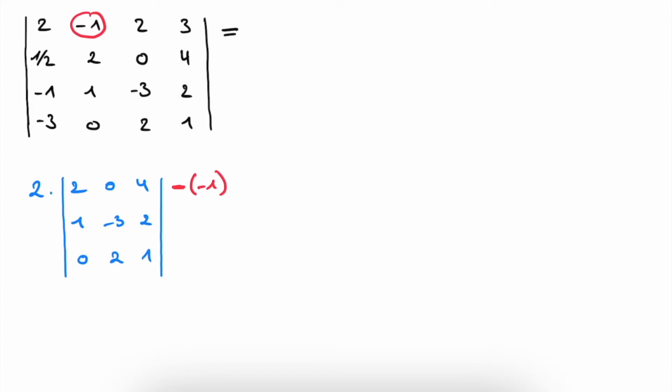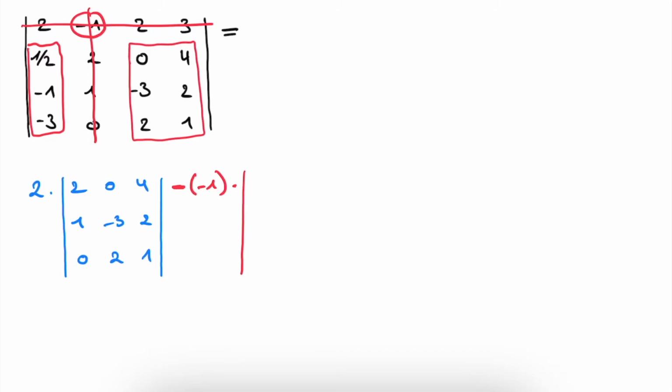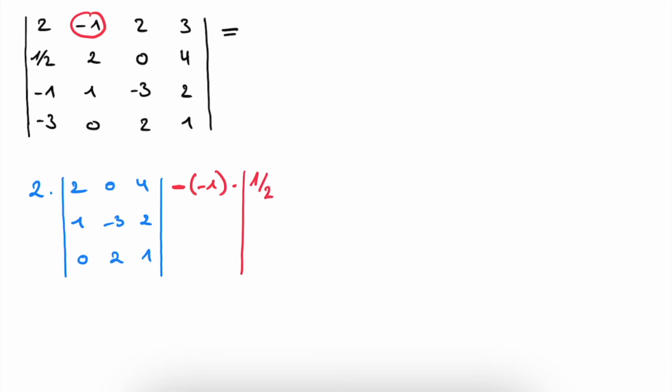And again, we multiply this number by the determinant that remains if we ignore the row and the column of which this -1 is a part. And what remains then is these 3 numbers and these 6 numbers. So we multiply this -1 with the determinant made of these 9 numbers. And in this case, we get the determinant of 1/2, 0, 4, -1, -3, 2, -3, 2, 1.